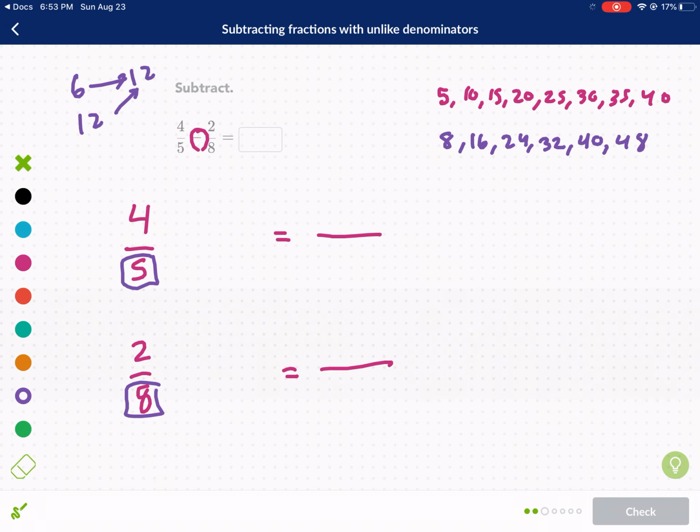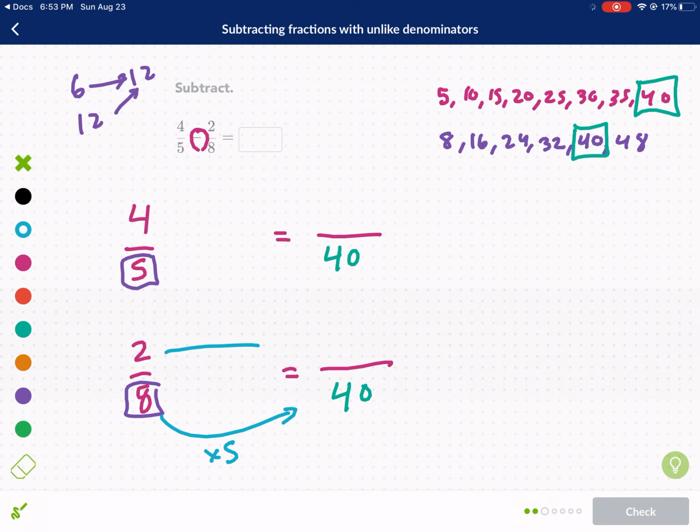5 and 8, what do they both fit into? I made this little list here so we could look at it and see that 5 and 8 are both factors of 40. So we know they both fit into 40. So we're going to put 40 as our common denominator. Now, next step is, how do we go from 8 to 40? How do we change the denominator? Well, we multiply by 5.